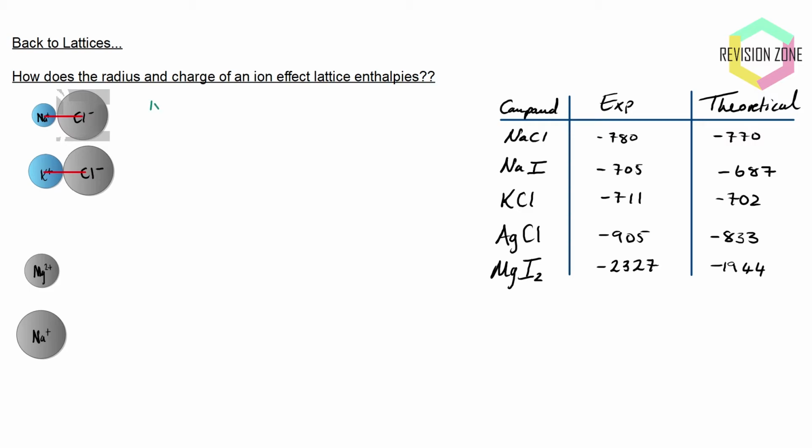So there's an increase in the inter-ionic radii. This in turn reduces the electrostatic attraction between the two ions.